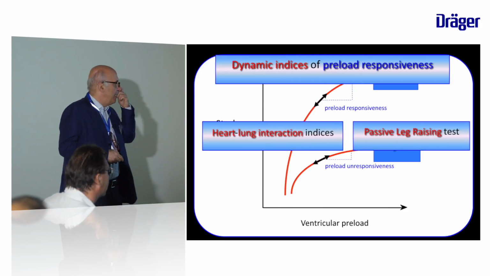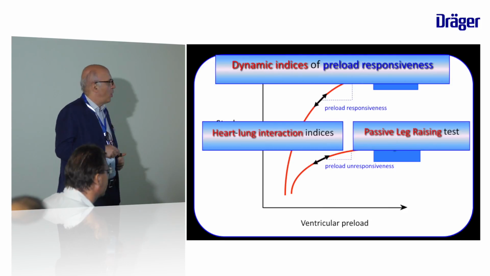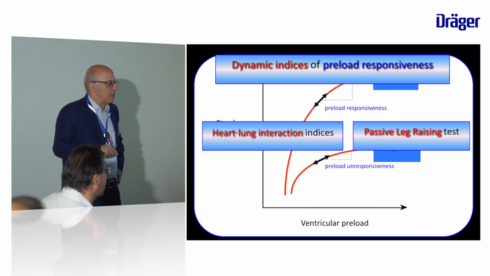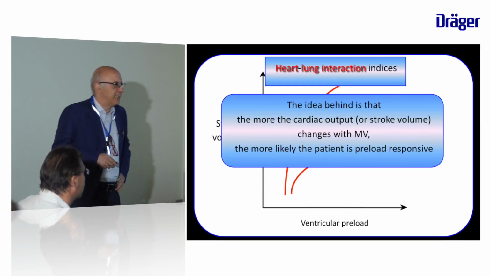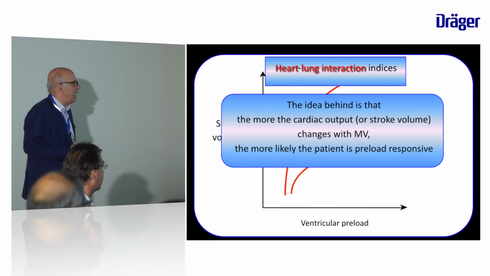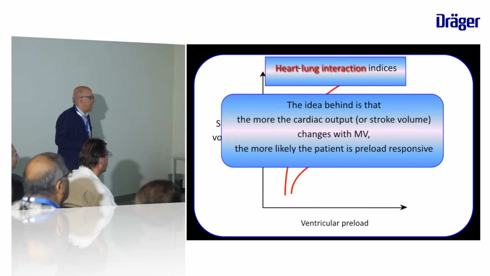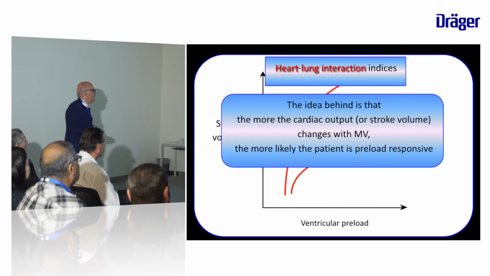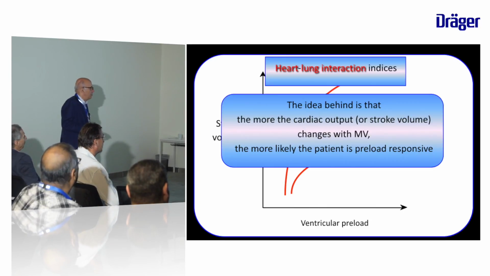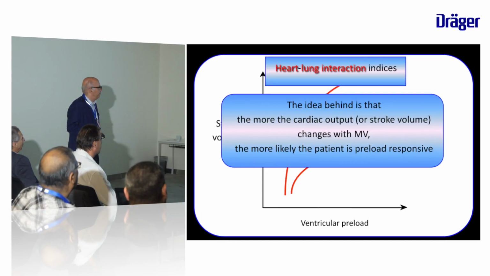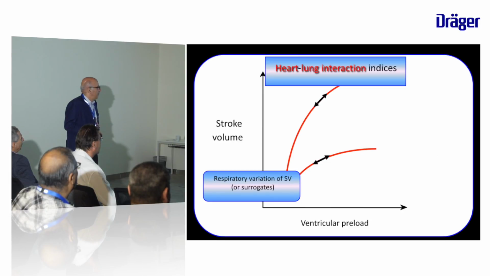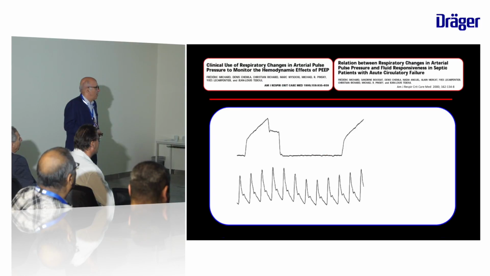So, in this case, we can have two possibilities: either to use the heart-lung interaction, or to use the passive leg raising. Now we examine the heart-lung interaction. So the idea behind it is that the more the cardiac output or stroke volume changes with mechanical ventilation, the more likely the patient is fluid responsive. So the respiratory variation of stroke volume may be used for that.